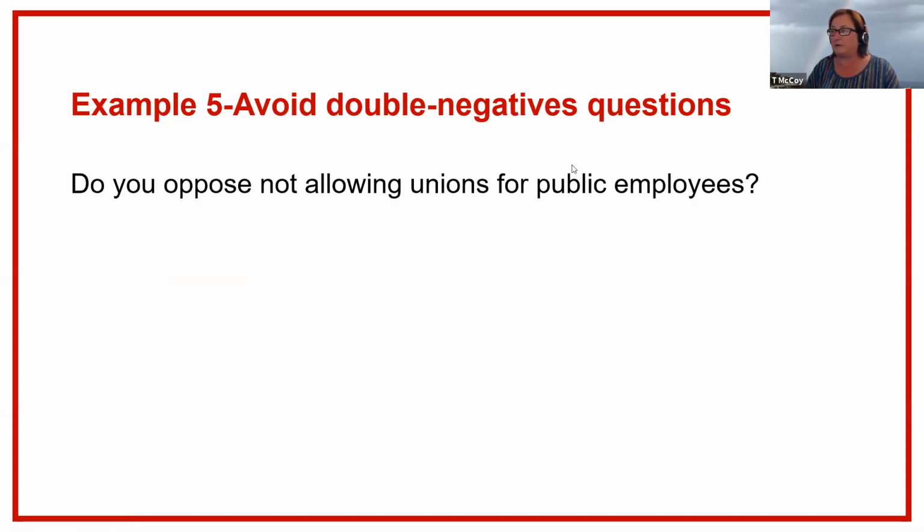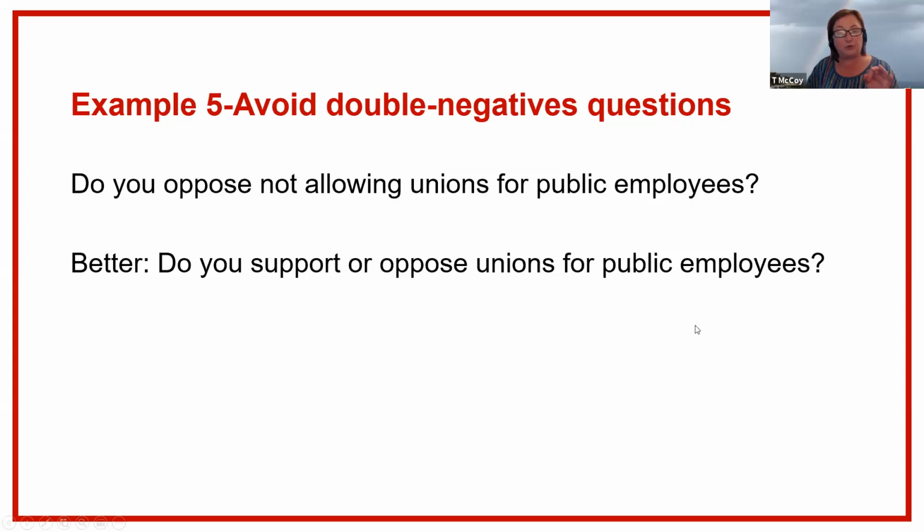Example 5, avoid double negative questions. This is the one I referenced earlier. These are the ones I hated on multiple choice tests, right? Where you sit there and you go, oh, okay, what are they asking? Do you oppose not allowing unions for public employees? So it's a double negative. Cognitively, you've got to walk through that question. Better, do you support or oppose unions for public employees? And then I would have a checkbox that would say something like, I support unions for public employees. I oppose unions for public employees. Okay.